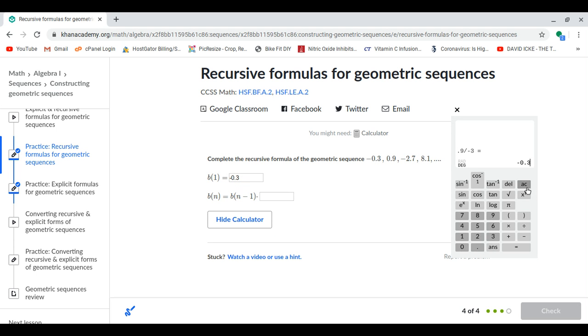Oh, and I divided it by 3. So let me do that again. Negative 0.9, rather, divided by negative 0.3. And I'm going to get, sorry, it was positive 0.9. My bad. Positive 0.9 divided by negative 0.3. Okay, so I have to multiply by negative 3 each time. Now, I really don't need the calculator to do this. Just showing you how you can use the tool on Khan.